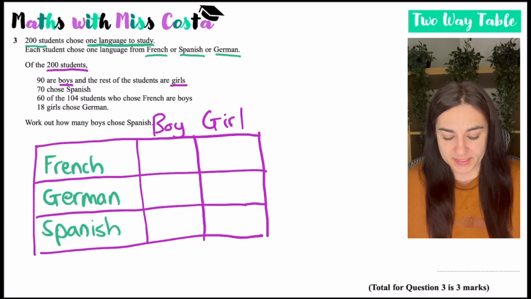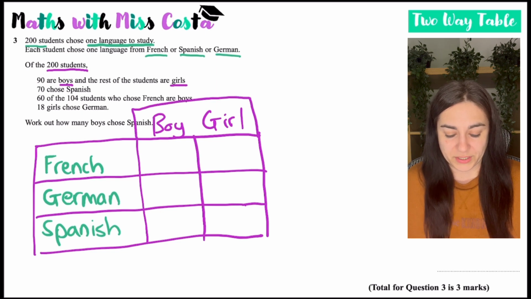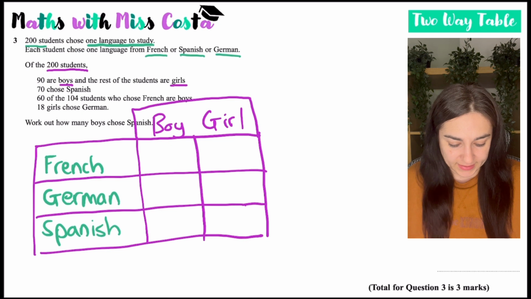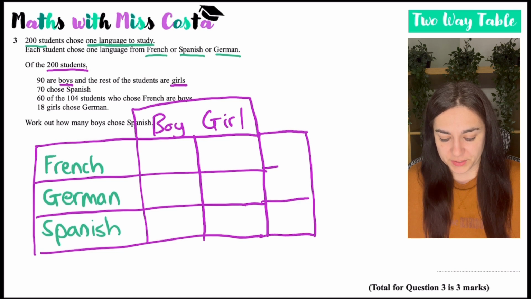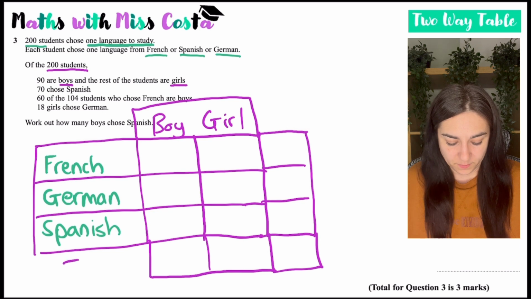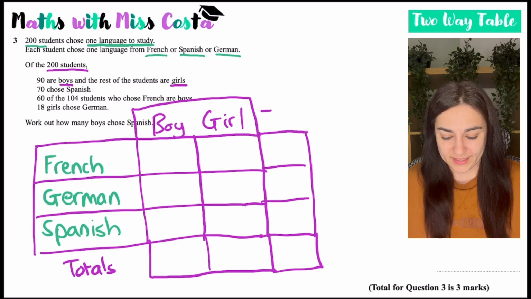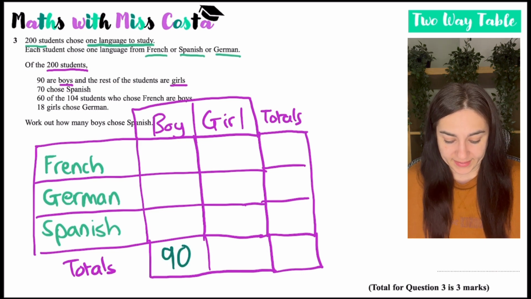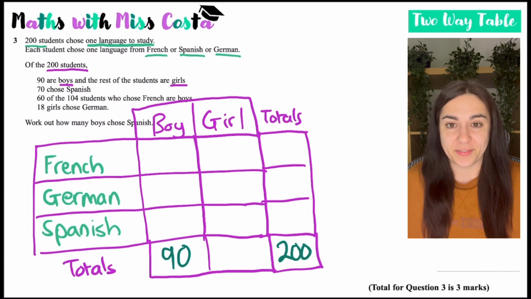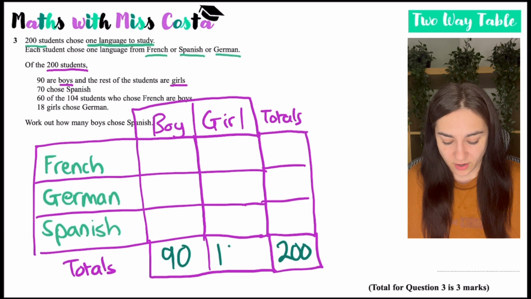So I can just set up a table for myself, which allows me to see what's happening. I know that 90 of all of the students are boys. So I can fill in my totals column here. You're essentially constructing a two-way table for yourself. So I know 90 are boys and the rest are girls. Well, what's the total of all of the students? The total is 200. So if there are 90 boys, that must mean that there are 110 girls.